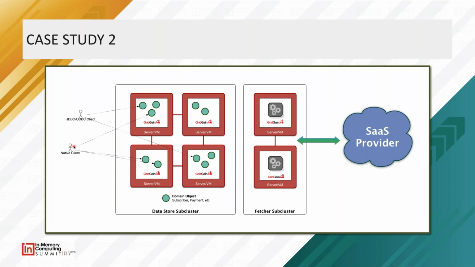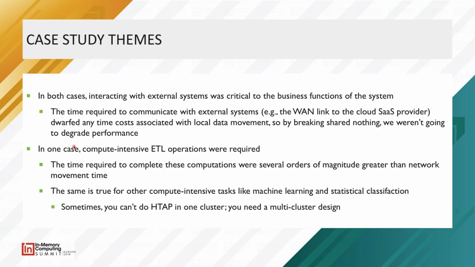So that pretty much wraps up this presentation. A few final remarks on the case study themes. In both of our cases, the reason why multi-cluster worked is because the things that we had to do dwarfed the amount of time that would be required to do network data movement between nodes in a cluster. In one case, we had a WAN link to a SaaS provider. In the other case, we had to do these compute-intensive ETL operations. Those are kind of good indicators for when things might work for you with this sort of design.